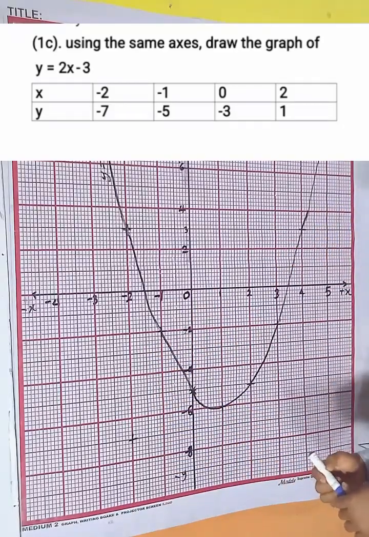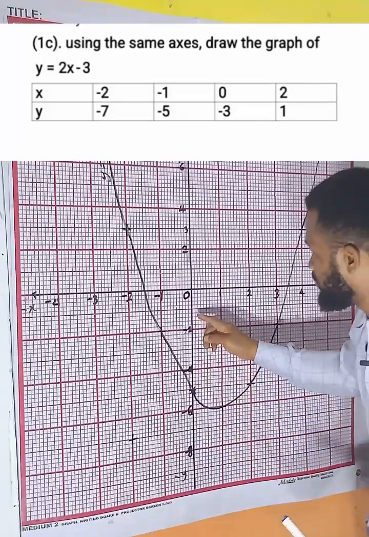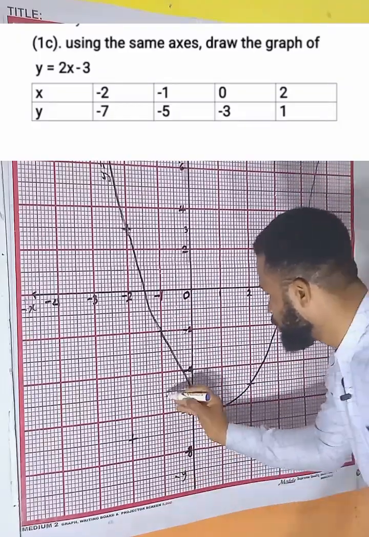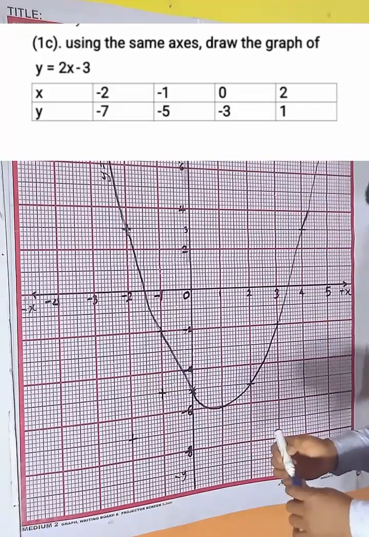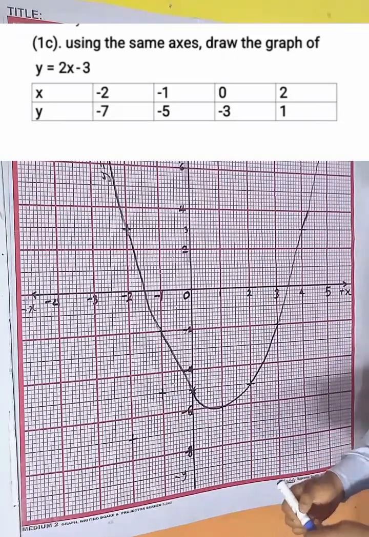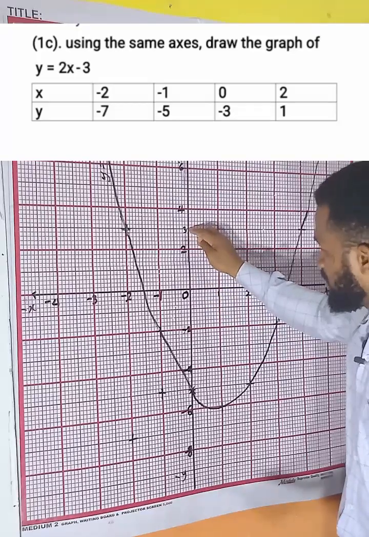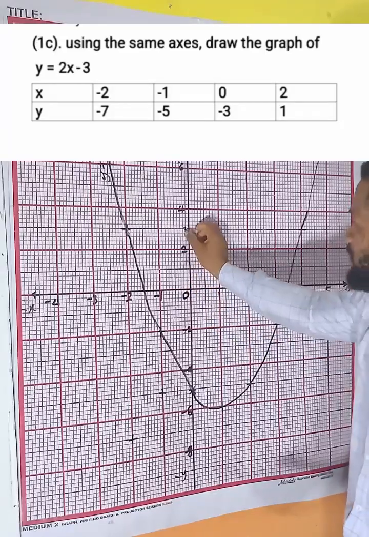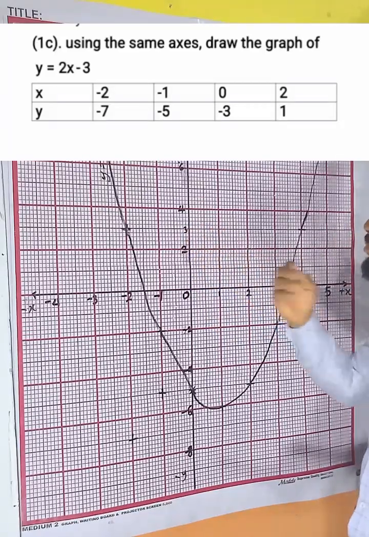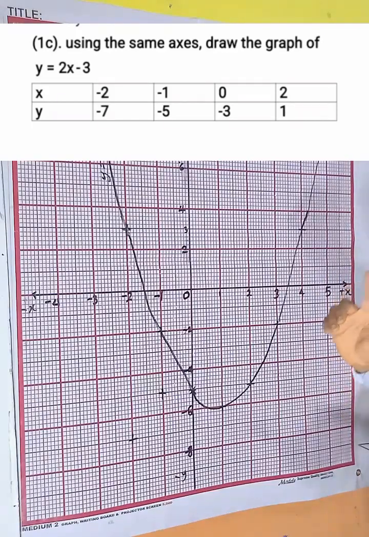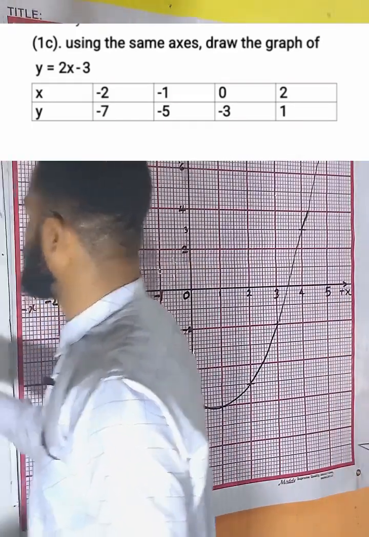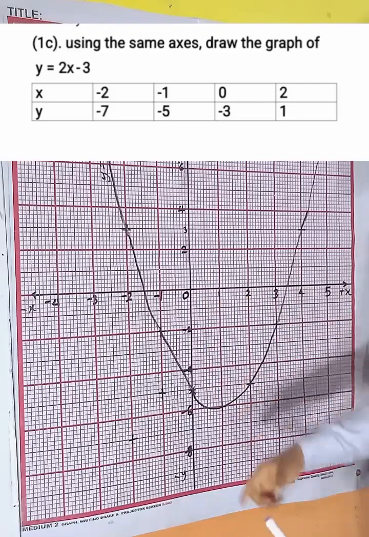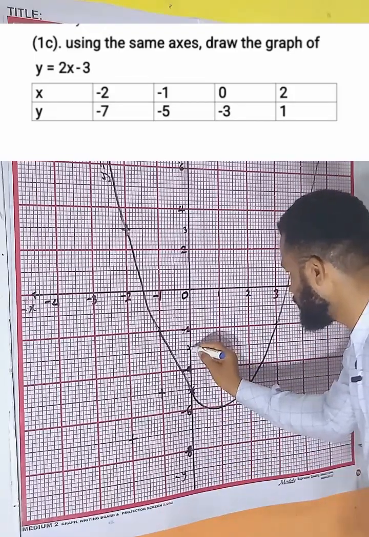So the next one is when x is minus 1, y is minus 5. So minus 5 is here. So this is the place. Now, when x is 0, y is 3. Why will it be so? Oh, sorry, it can't be 3. It should be minus 3. Yes. When x is 0, y is minus 3. So this is the minus 3.